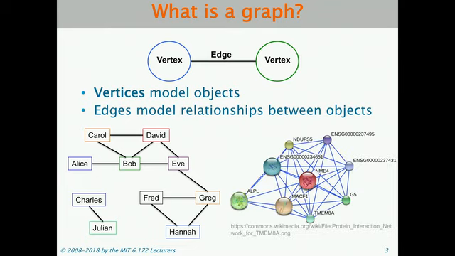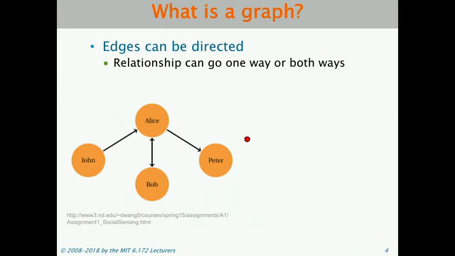You can also use graphs to model protein networks where the vertices are proteins and edges between vertices means that there's some sort of interaction between the proteins. So this is useful in computational biology. As I said, edges can be directed, so the relationship can go one way or both ways. In this graph here, we have some directed edges and then also some edges that are directed in both directions. So here John follows Alice, Alice follows Peter, and then Alice follows Bob, and Bob also follows Alice.